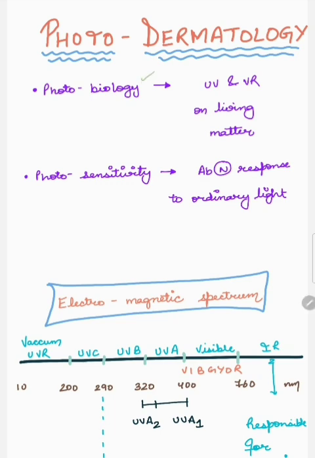So first of all, what is photobiology? Photobiology is the study of UV radiation as well as the visible radiation on living matter. Living matter, all beings on the planet. What is photosensitivity? It is the abnormal response of any being to ordinary light. So any abnormal response to even the ordinary light, that is photosensitivity. By this we can easily understand that photodermatology is the study of dermatology and how it is affected by UV radiation as well as visible radiation. So basically, we'll be studying how sunlight affects our skin.